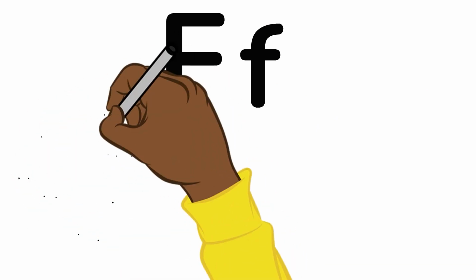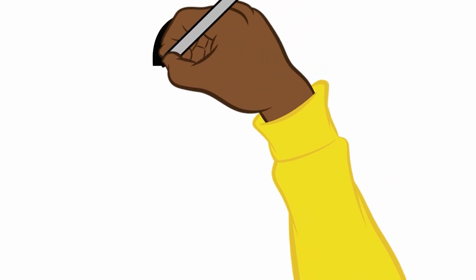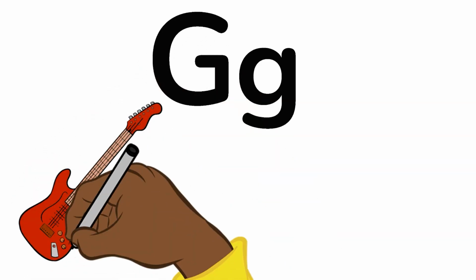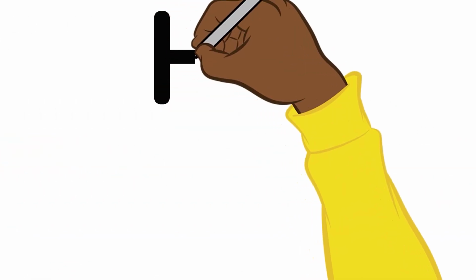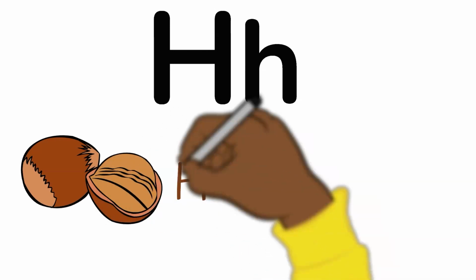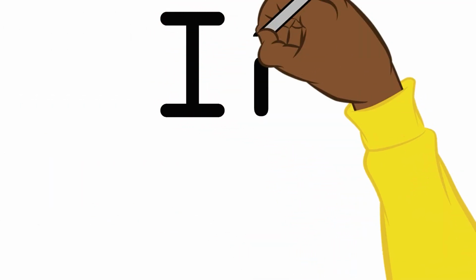F is for fireworks. Fireworks. Big G, little g. G is for guitar. Guitar. Big H, little h. H is for hazelnut. Hazelnut. Big I, little i.